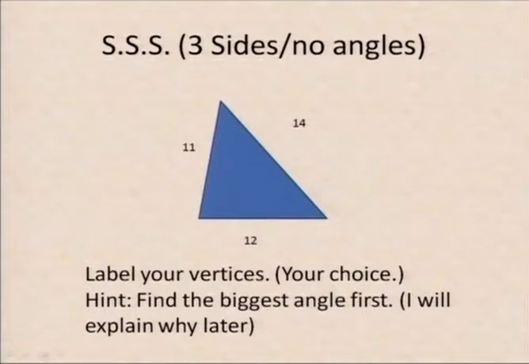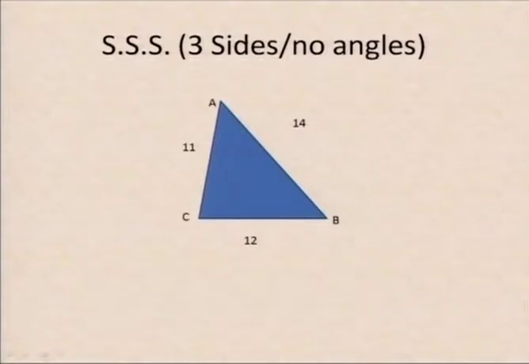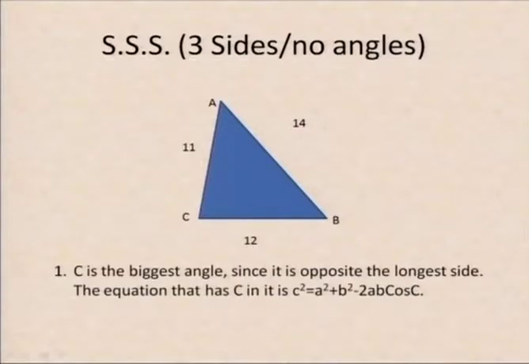Okay, when we do this, and we've labeled the triangle, and I happen to have labeled C opposite the longest side of 14. So since C is the biggest angle, we're going to solve for that. So we're going to use the form that has that. C squared equals A squared plus B squared minus 2AB cosine C.